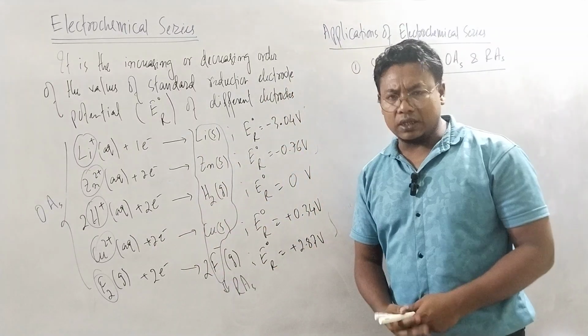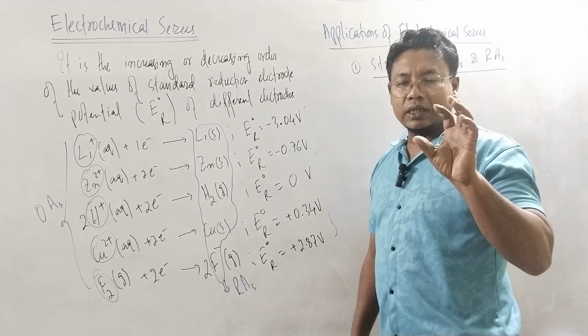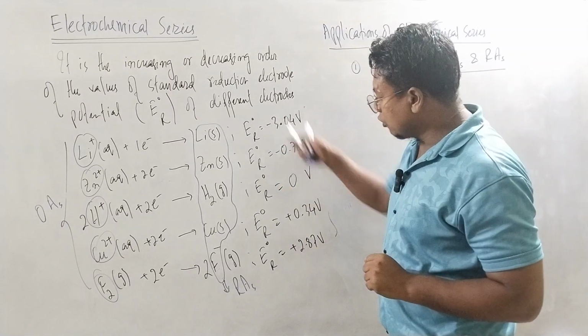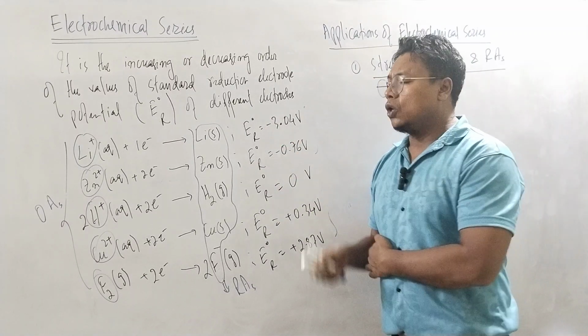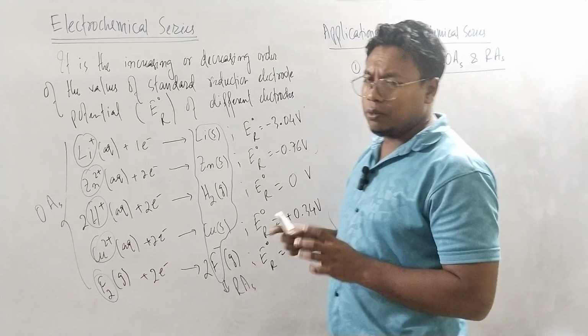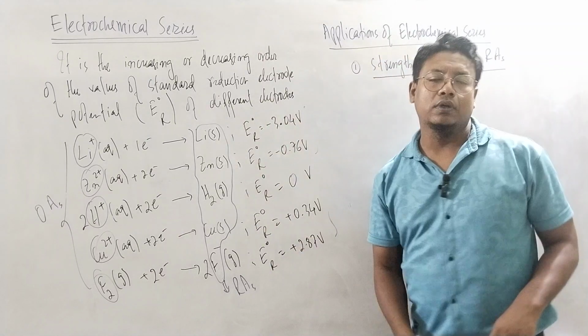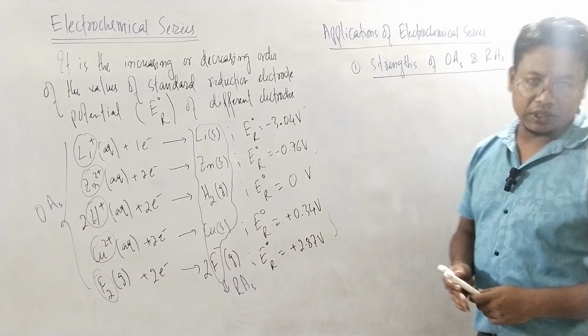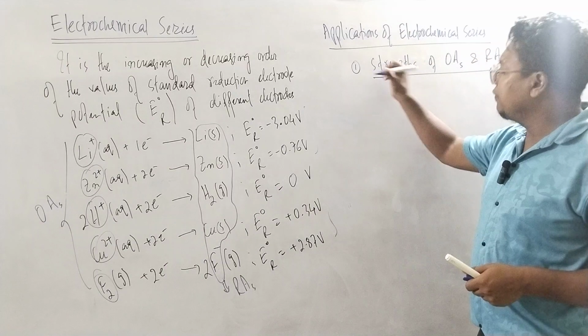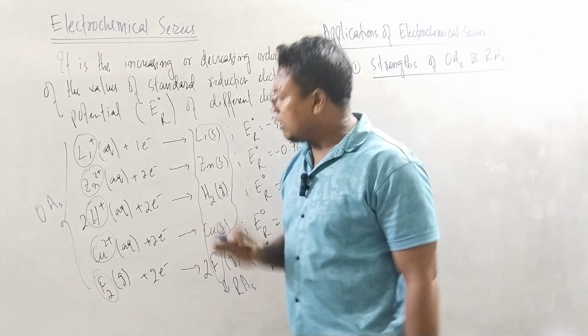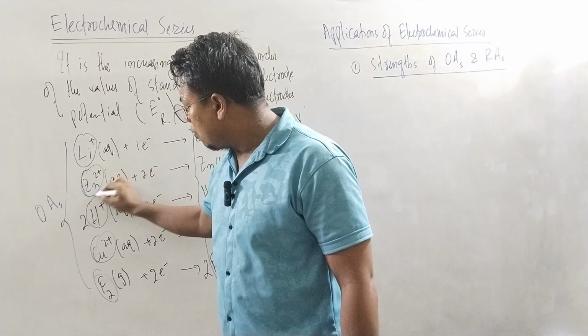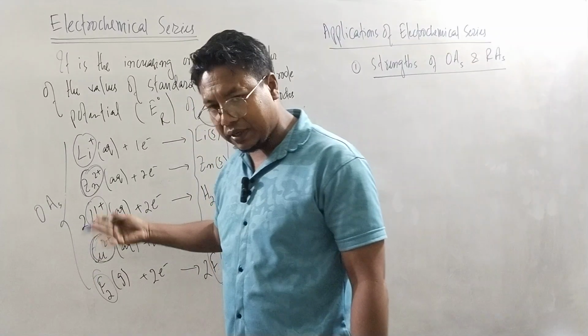But in the question in the exam, conventionally, reduction electrode potentials will be given. So we need to compare the strength of oxidizing agents and reducing agents with the values of reduction electrode potential. Okay. Now let us compare these two oxidizing agents which are very common.